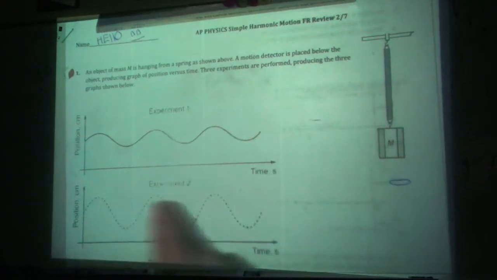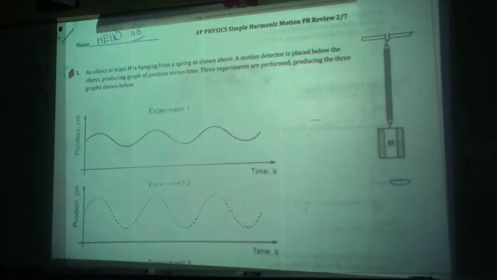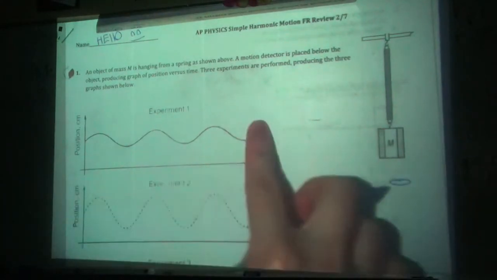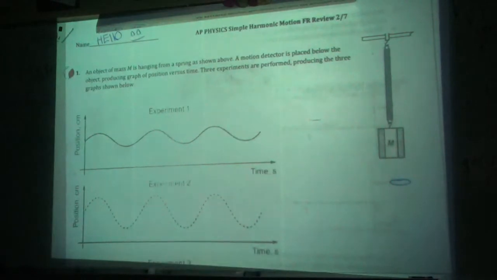The following two graphs are from experiment 2 and experiment 3, and we want to look, just based on what the position versus time graph looked like, what changed in each of the following experiments. So number 1 is our baseline, right? This is what happened the first time. How did the rest compare, or how have they changed from the first one?